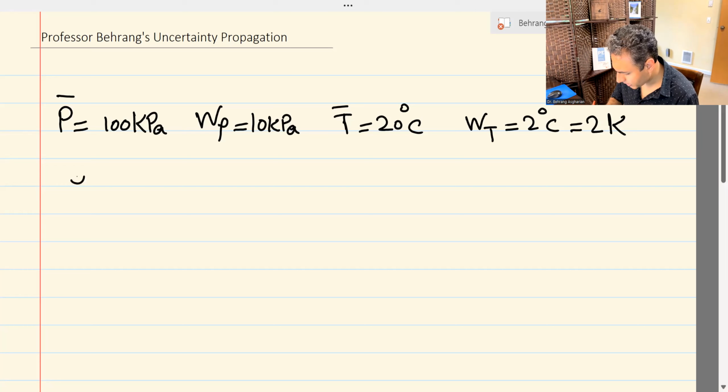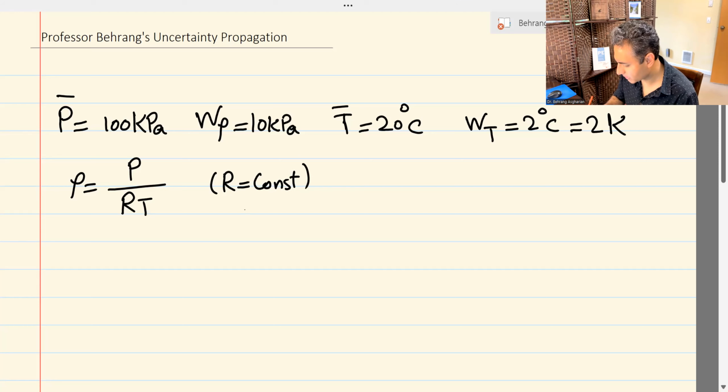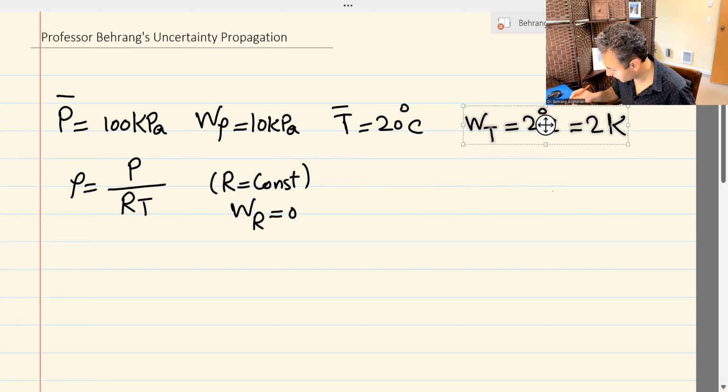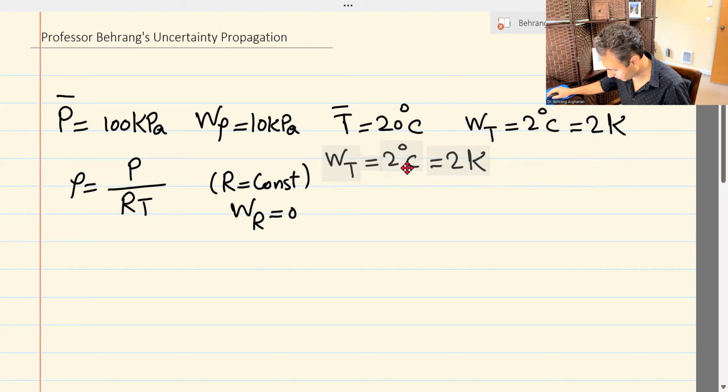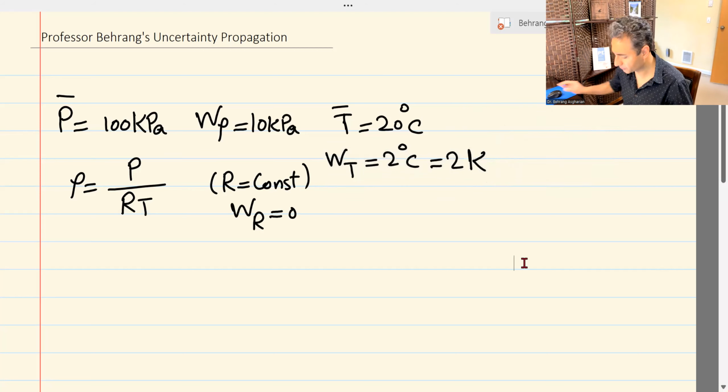Now, what's the equation? The equation for density is P over RT. R, we established the fact that R is a constant, because the uncertainty of R is 0. So I don't have to worry about it. So if I take the derivative of, let me move this here. I guess my face is probably blocking what you see as the uncertainty of temperature. Probably this is better. Now I can see it, right?